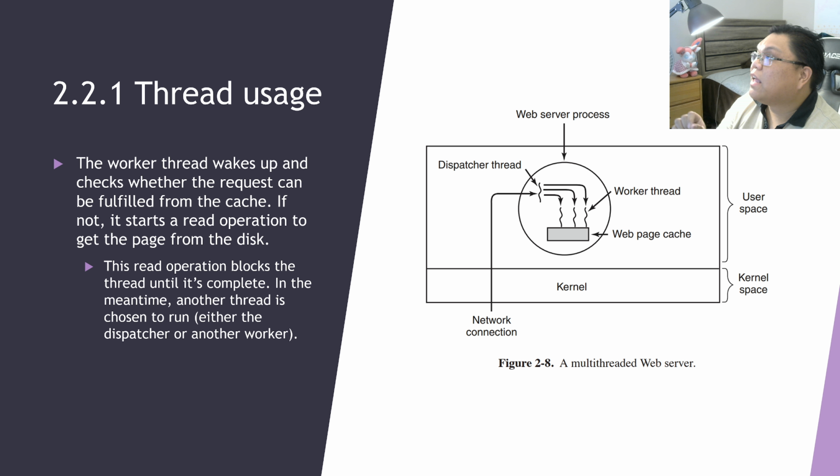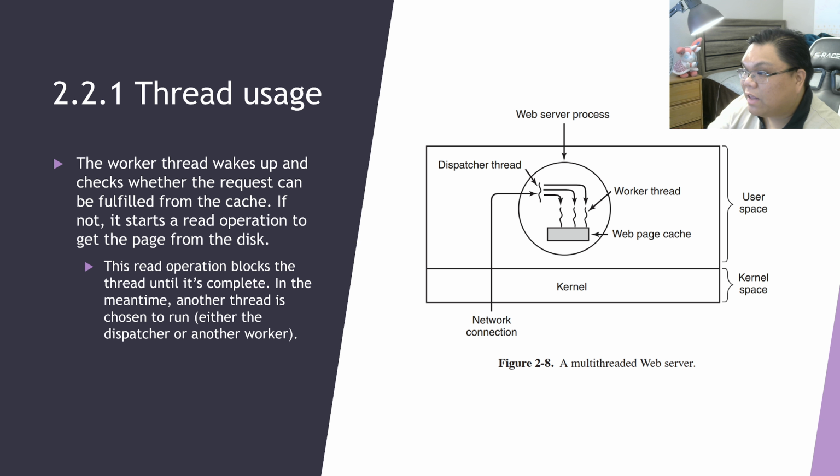So in that case, if we only had one worker thread and another request comes in, that server can't do anything until that requested web page is loaded from disk. However, we have multiple worker threads here. So if one worker thread is blocked and another request comes in, that dispatcher thread can just hand that new request to an available worker thread, and then it's going to check the web cache, and if it fails to find the page there, it goes to the operating system as well.